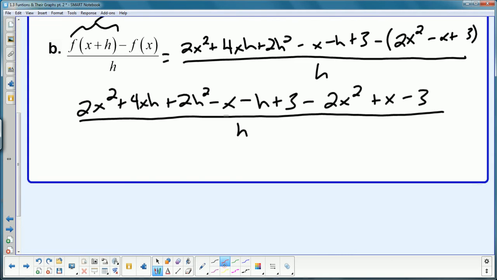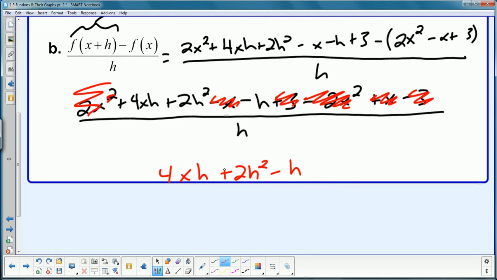Okay, if you pay attention to what happens here, we have a 2x squared that cancels out with a minus x squared. We have a minus x that cancels out with a plus x, and then we have a 3 that cancels out with a minus 3. So that's gone. You'll notice what we have here is 4xh plus 2h squared minus h all over h.